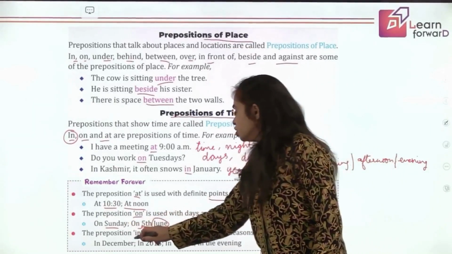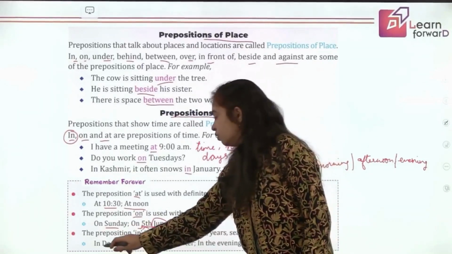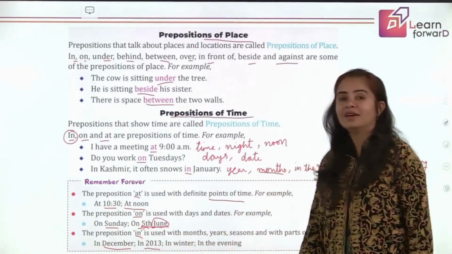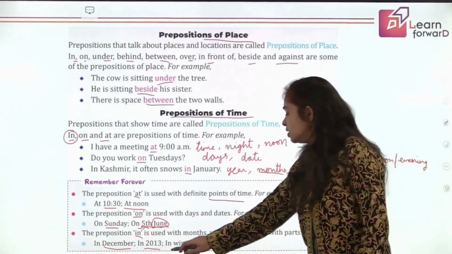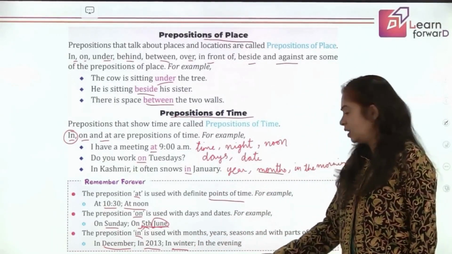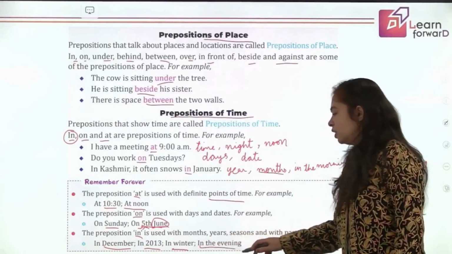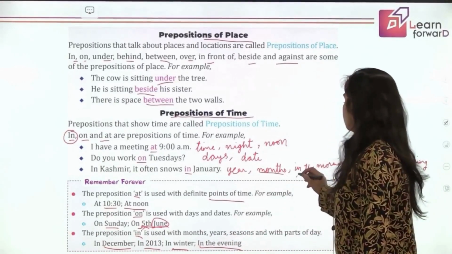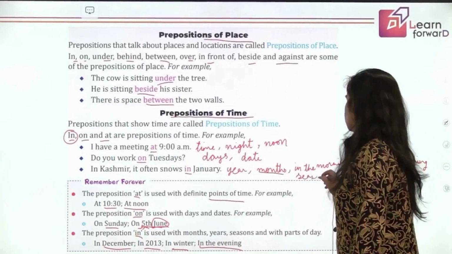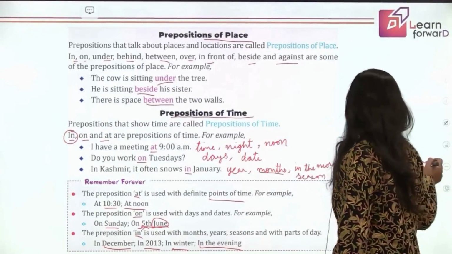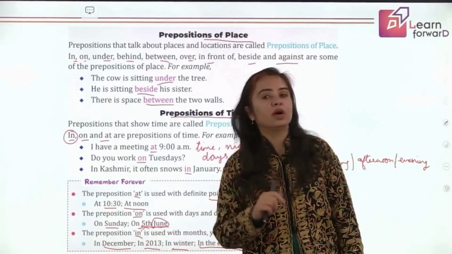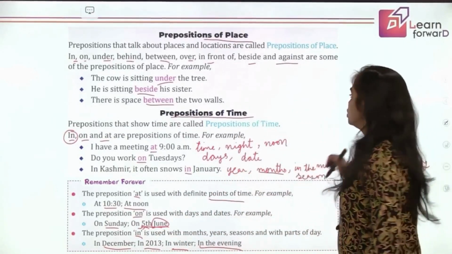The preposition in is used when you talk about months. See here, when you talk about the year, when you talk about the season also, and then in the morning, in the afternoon, in the evening, there also we use in. Here we'll add season also, in summer, in winter, like this we say, right? So this is what you have to remember when you are talking about the prepositions of time.